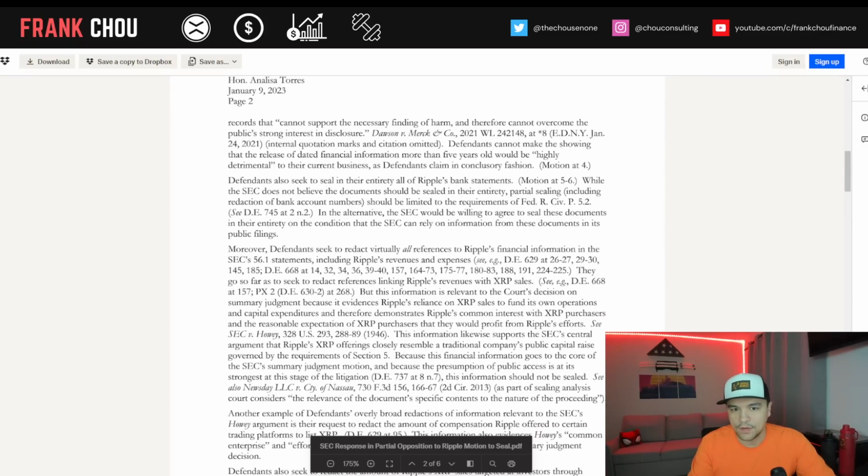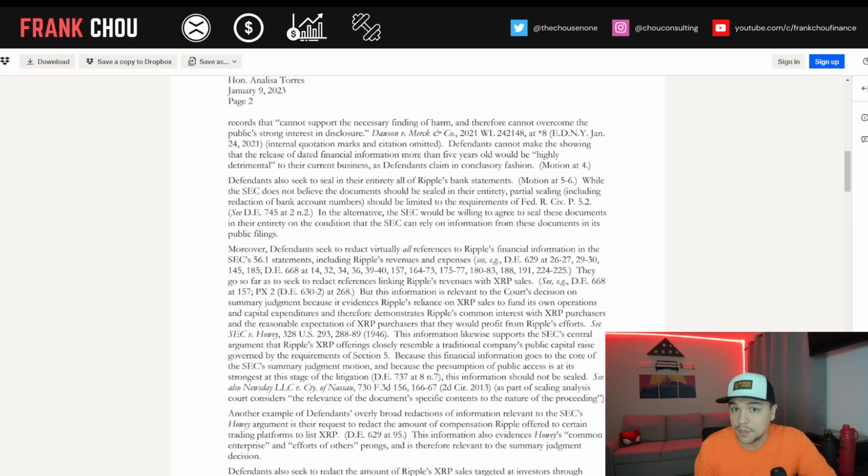Remember, Ripple's a private company, so these otherwise would not be made publicly available. You can understand why Ripple would want this to be kept confidential, so their historical financial records wouldn't be publicly available. However, the SEC's saying, well, these are kind of old, and honestly, we think they should be out there.